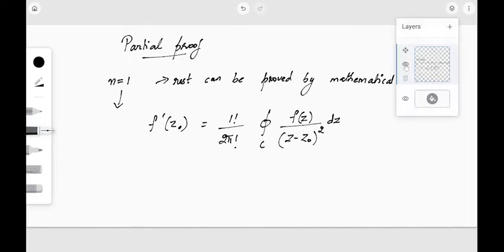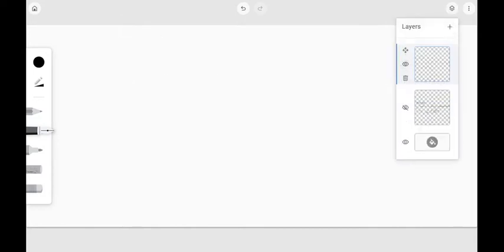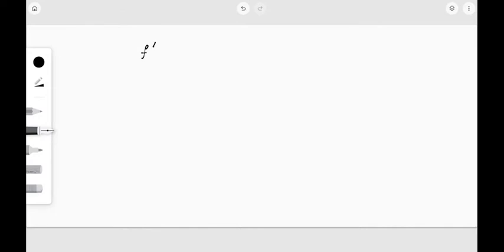First of all, I'm going to write what f dash of z₀ is. By the formula that we have studied, it is nothing but limit delta z tends to 0 of f(z₀ plus delta z) minus f(z₀), whole divided by delta z. This is the formula for the derivative. We all know that. Now here I'm going to substitute the values of f(z₀) and f(z₀ plus delta z) with the help of Cauchy's integral formula, which we have seen before.